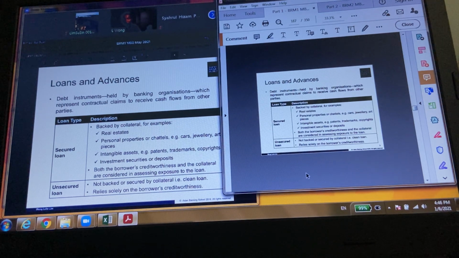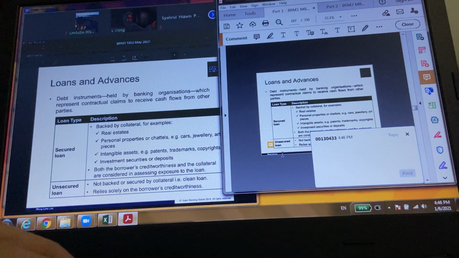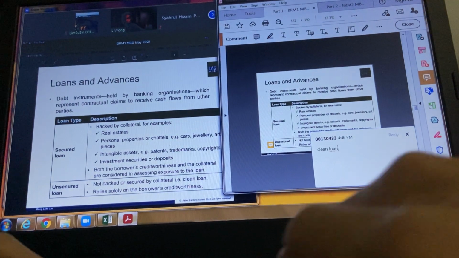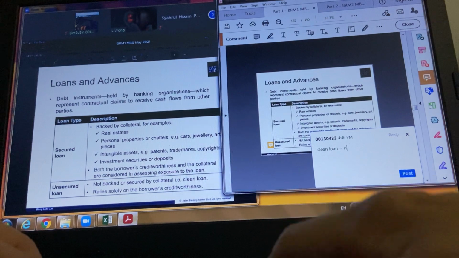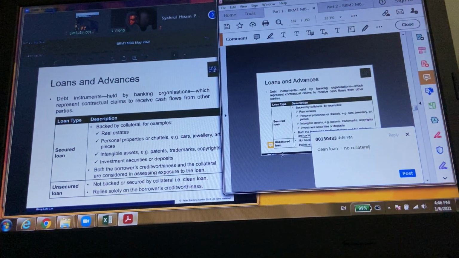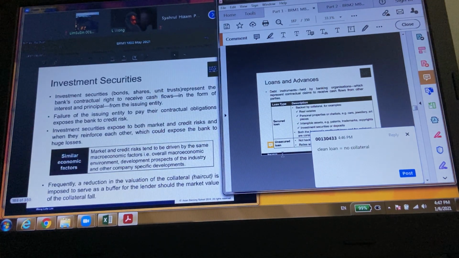So this one, I think I don't need to explain to you what they are, but they are also unsecured loans, or something called clean loans. Clean loan means no collateral. Some people say that loan is clean. What do you mean? No collateral. So if there's no collateral, how do you comfort yourself? You have to look at the person who borrowed the loan, how safe the person is. You have to look at the creditworthiness of the person. You have to rely on the person's creditworthiness. Let's see. I won't go into it.